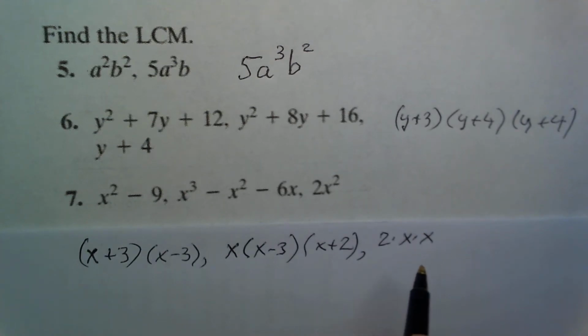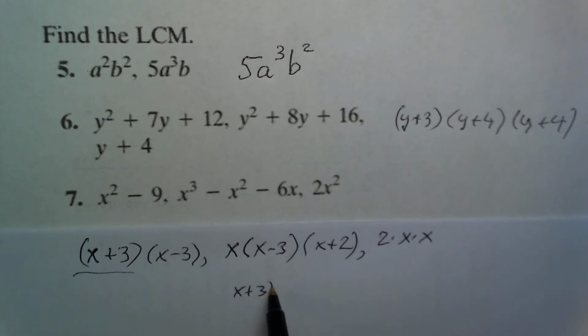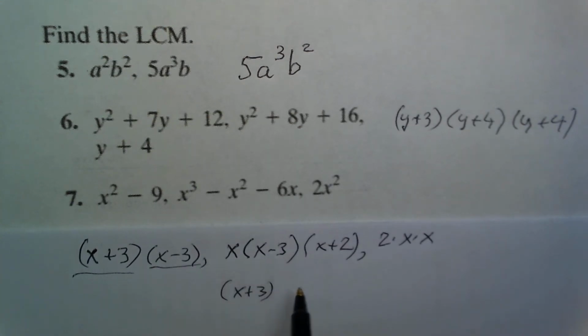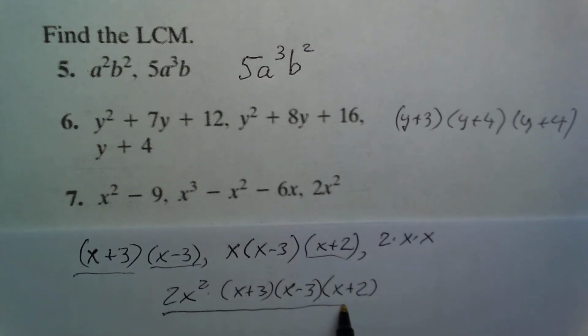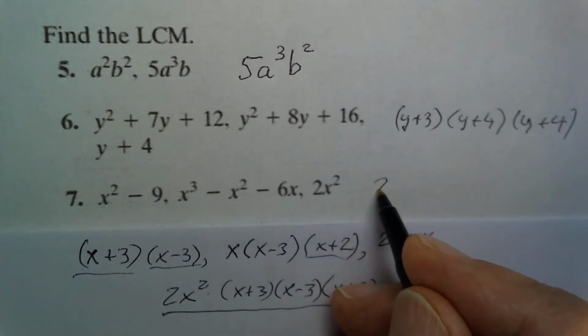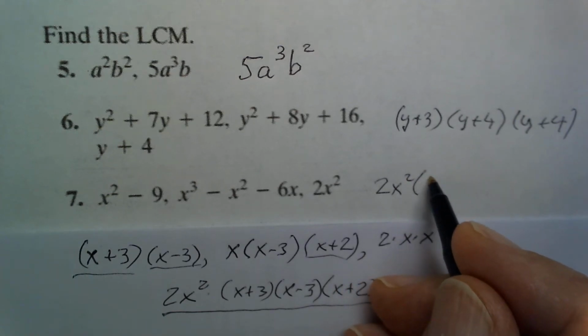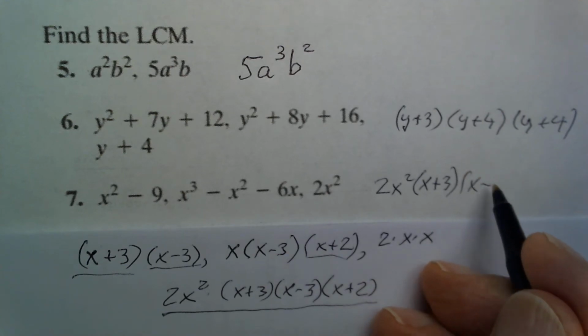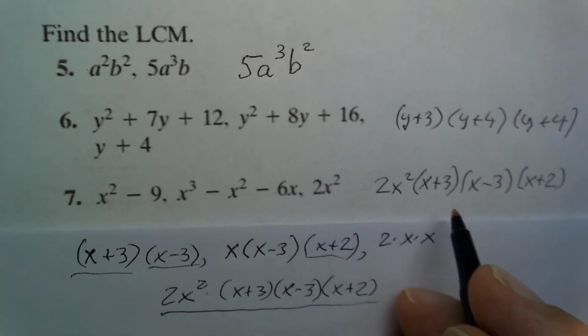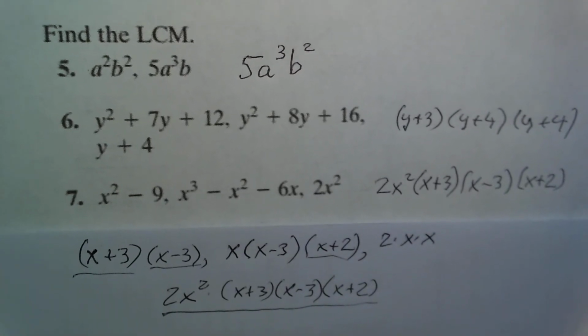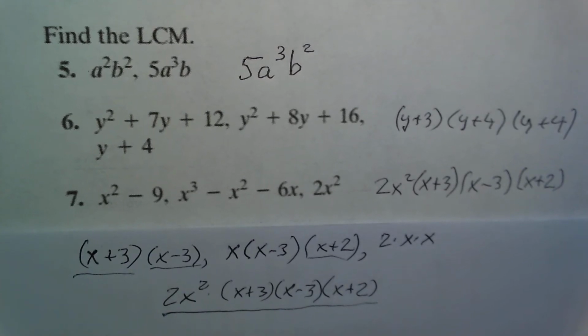So when we look at these various factors, we have an x plus 3, and that's one factor only, x plus 3. Then we have an x minus 3, that's already there, so we just need one x minus 3. And then there's an x plus 2. And then there's 2 times x, or 2x squared. So that would be our least common multiple: 2x squared times x plus 3 times x minus 3 times x plus 2. Again, the order of the factors is irrelevant because multiplication is commutative.